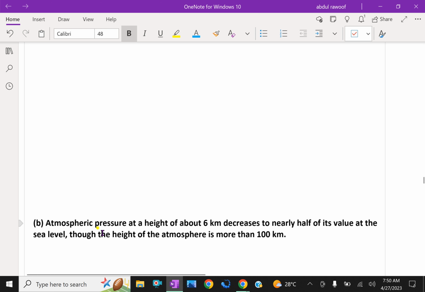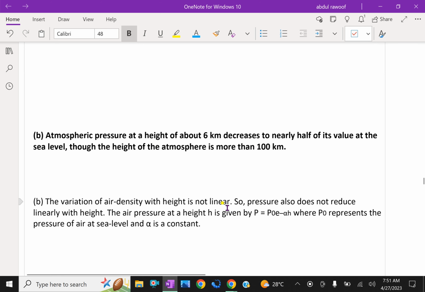Second question: atmospheric pressure at a height of 6 kilometers decreases to nearly half of its value at sea level, though the height of the atmosphere is more than 100 kilometers. Here, atmospheric pressure reduces as you go up from sea level. But the question says atmospheric pressure at a height of about 6 kilometers decreases to nearly half of its value at sea level, though the height of the atmosphere is more than 100 kilometers.